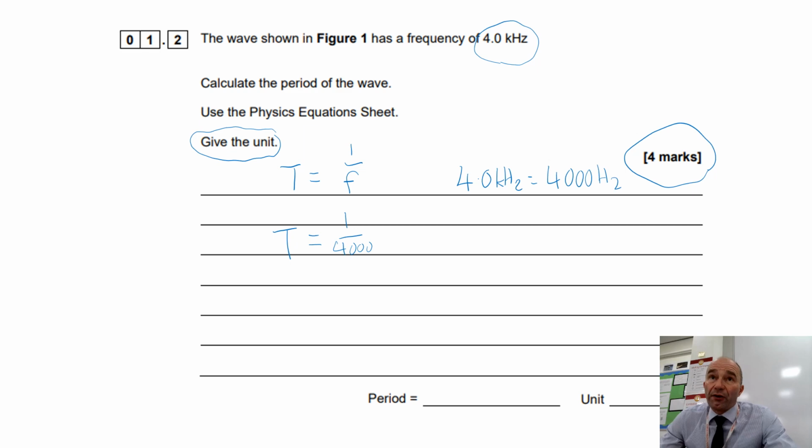Now put those numbers into your calculator, and then you just need to carefully read off the numbers, which is 0.0025. The unit is going to be in seconds. So you can just write a lowercase s. Remember, it's a time period. In physics, we always measure things in seconds. And there's your 4 marks.